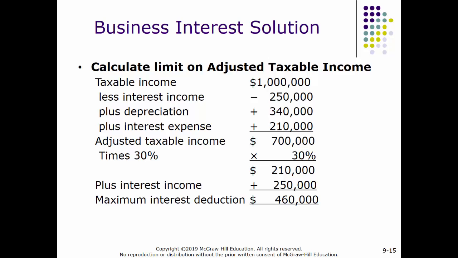And because this company also did earn some interest income of $250,000, we can add that in. So the answer here is $460,000. And what that really means is that the company can deduct up to $460,000 of interest expense in that year. If they cannot deduct all their interest because it exceeds $460,000, they can carry that over to future years.